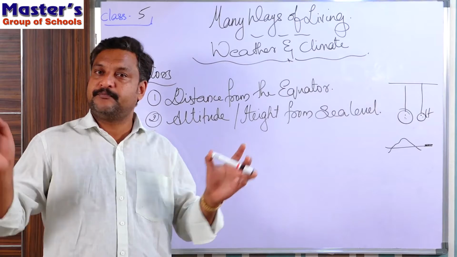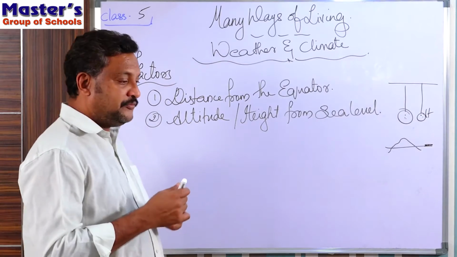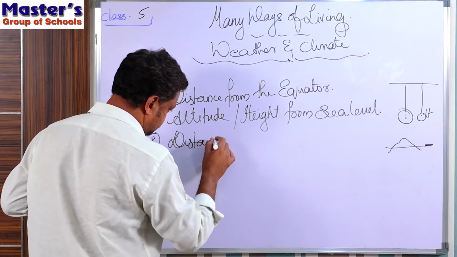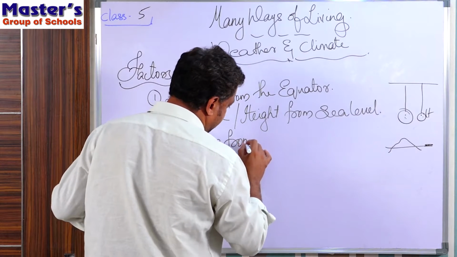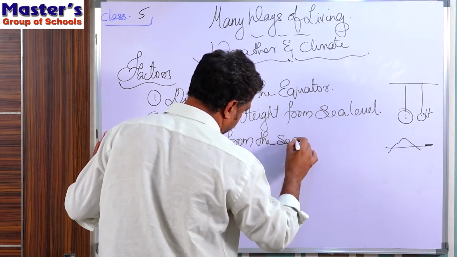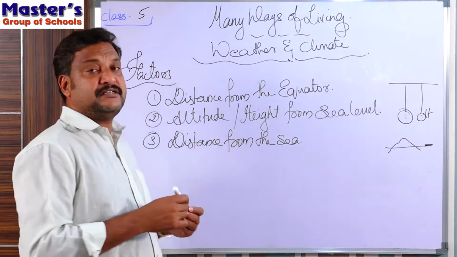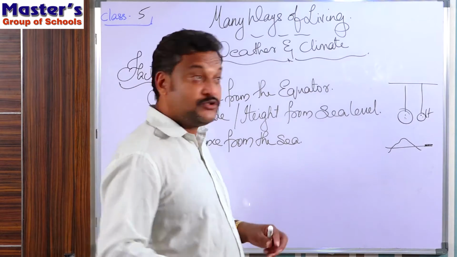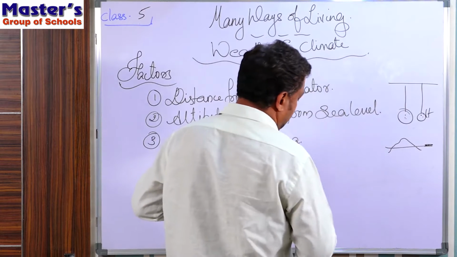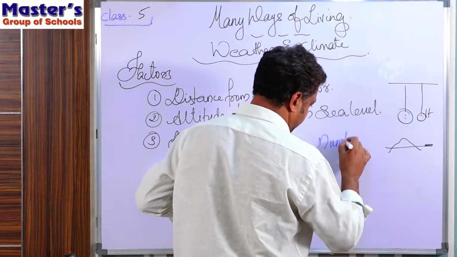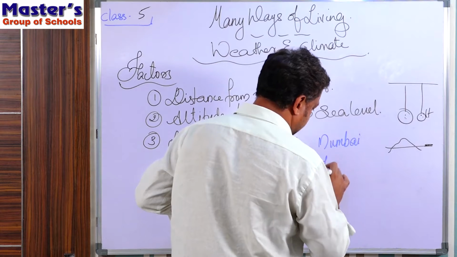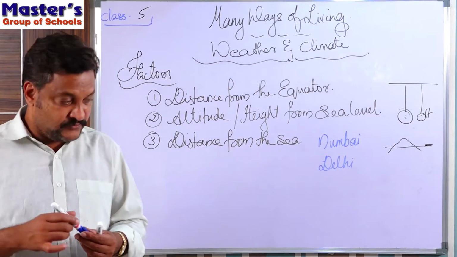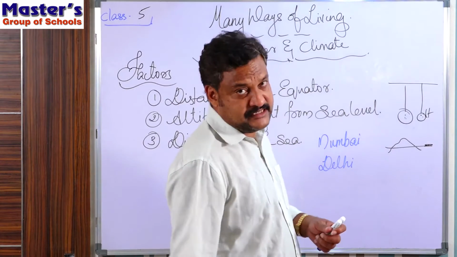It becomes cooler, right? Now, the third factor is distance from the sea. Let us consider two Indian cities: Mumbai, then Delhi. So now we have two cities with us. One is Mumbai and the second is Delhi.